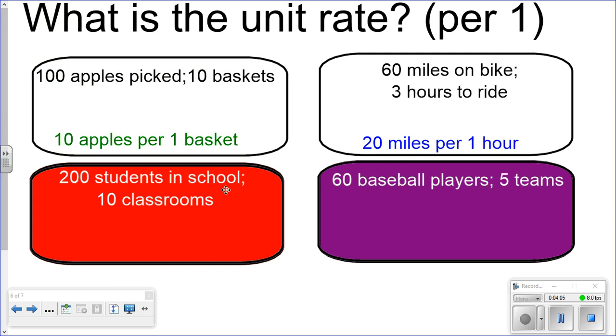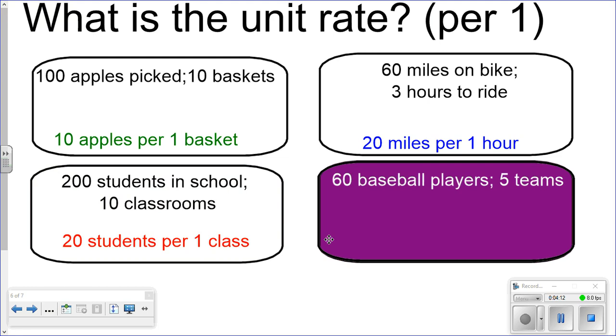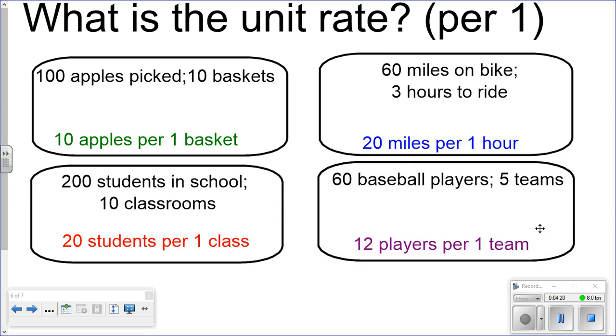You have 200 students and 10 classrooms. How many in one classroom? It would be 20 students per one class. You have 60 baseball players and 5 teams. How many is on one team? We have 12 players per one team.